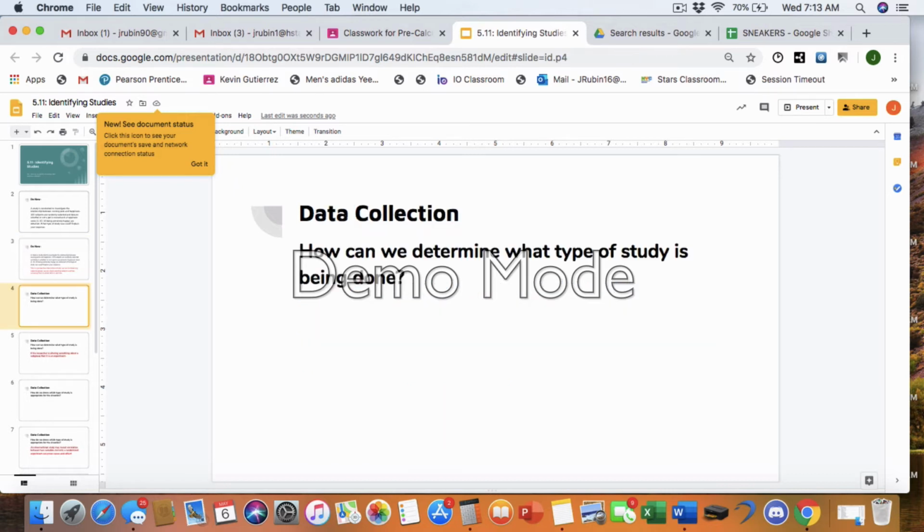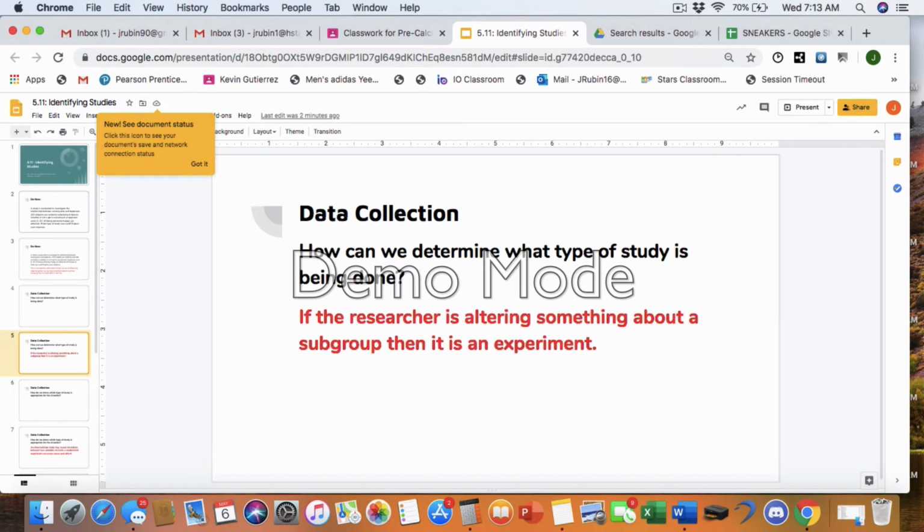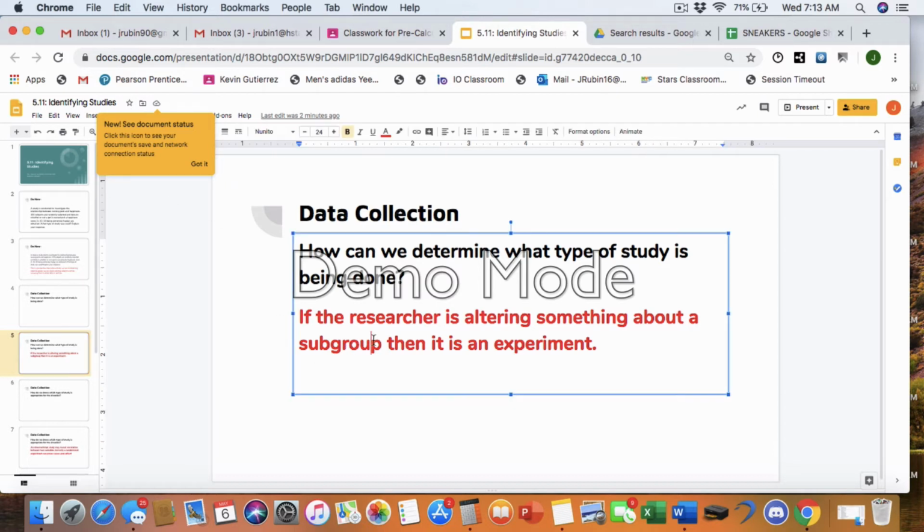So the two main questions we're going to talk about today, the first one being how could we determine what type of study is being done? The second one we'll get to in another moment. So how can we determine what type of study is being done? Well, like we just saw in the do now, if the researcher is altering something about a subgroup or an environment, then it is an experiment, right?